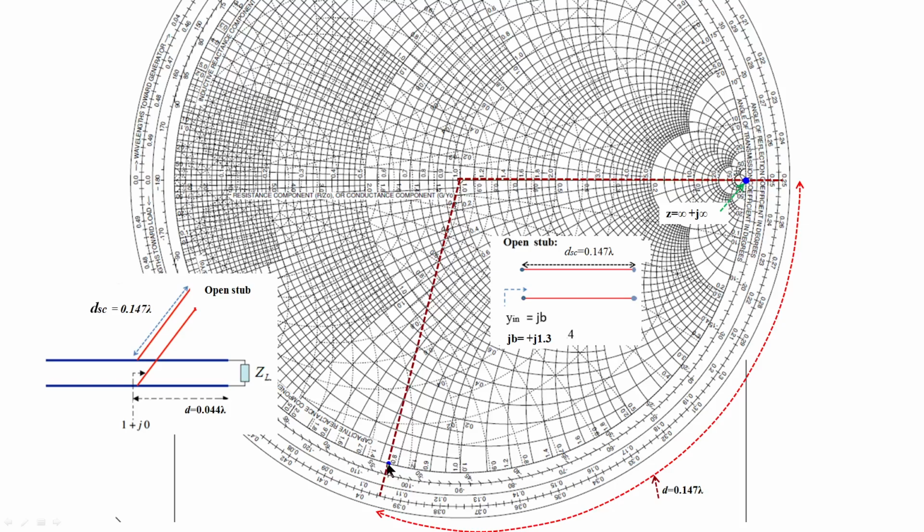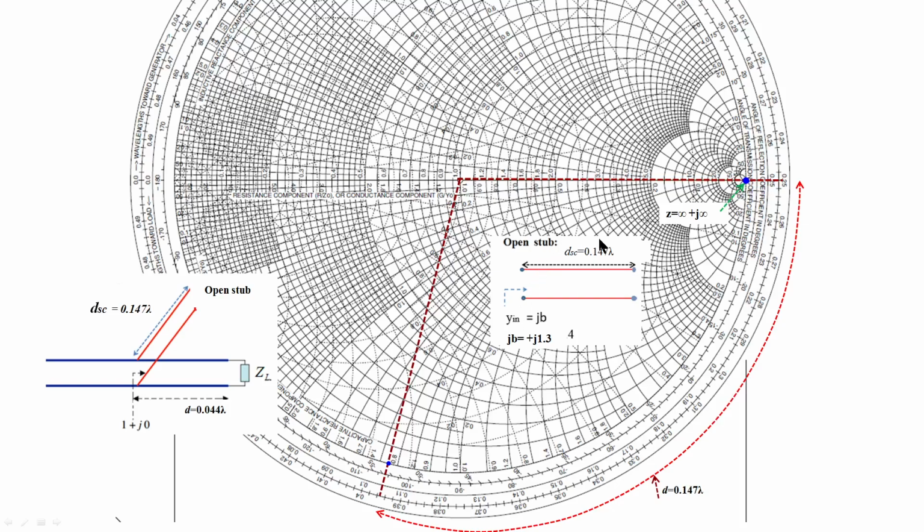So what is the length of the stub? You find out the distance from here to here, from the open stub. It is plus 1.3. Susceptance values are positive here in the lower part, and it is 1.3 here. So we measure the distance from here to here. It is 0.25, and whatever the value here, you take this value minus this value, you will get 0.147 lambda. You do it yourself.